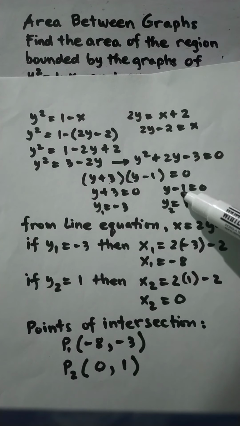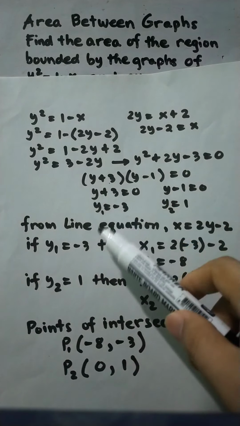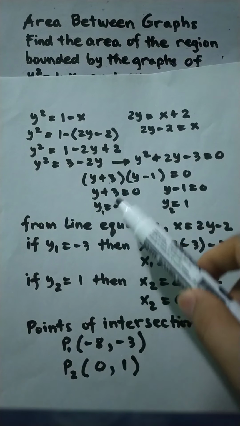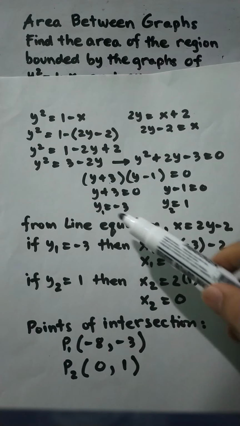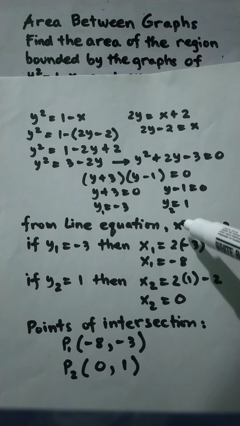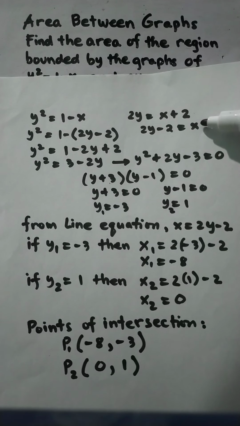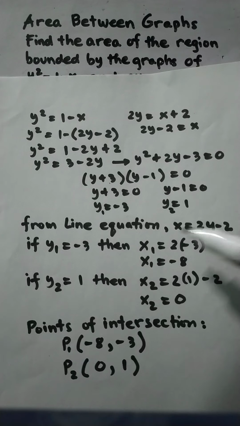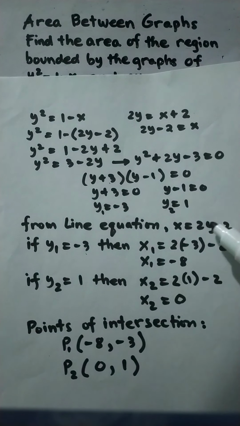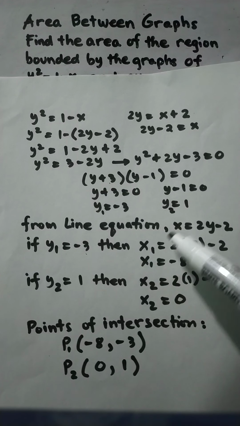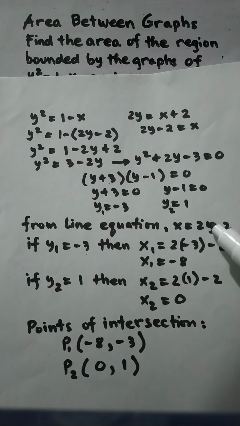Okay, now from the equation of a line, we have this one. So actually I can use this one or this one. Since I have the values of y sub 1 and y sub 2, I want to find the values of x sub 1 and x sub 2. So I am using the equation of a line, x equals 2y minus 2. If my y sub 1 equals negative 3, substituting this negative 3 into our equation of a line, then I can have x sub 1 equals 2 times negative 3, which equals negative 6, minus 2 equals negative 8.